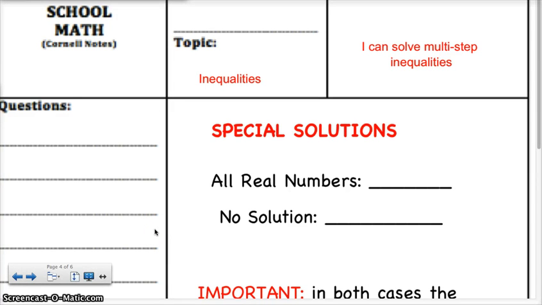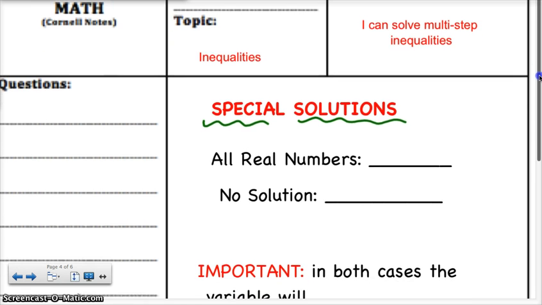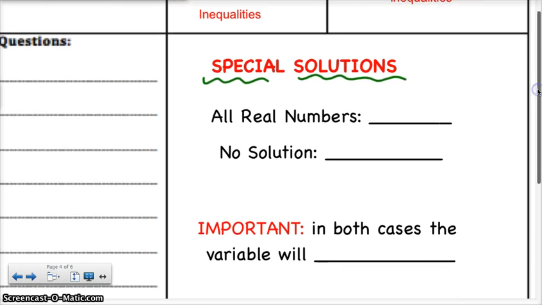We are moving on with inequalities, solving multi-step inequalities. We have special solutions. We've been exposed to special solutions before. Our special solutions with inequalities, you will have things like all real numbers. That happens when you have a true statement. So all real numbers means something is true.